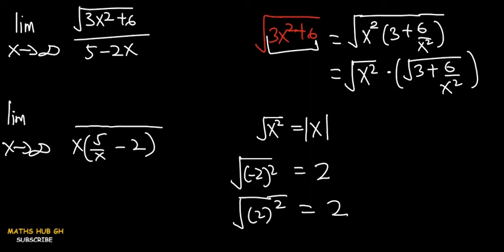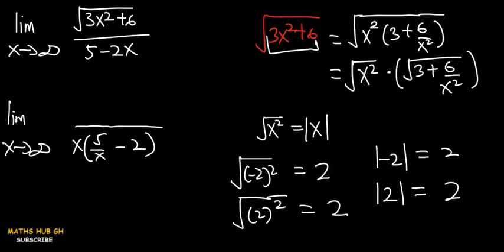That's why I'm saying that the square root of x squared will give us the absolute value of x. Because if I take the absolute value of minus 2, we are going to have 2, and if I take the absolute value of 2, we are going to get 2. So whether x is a negative value or a positive value, our answer is going to be a positive value. That's why the square root of x squared will be equal to the absolute value of x.